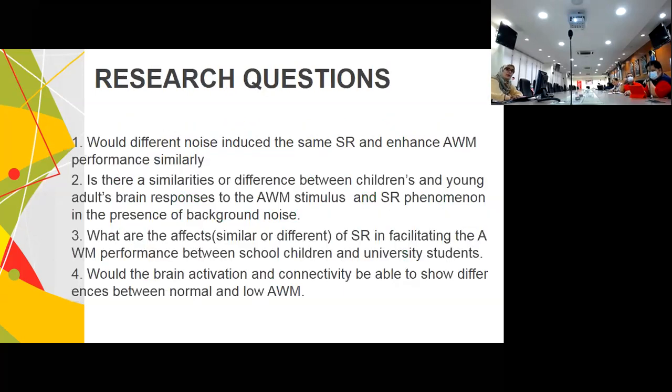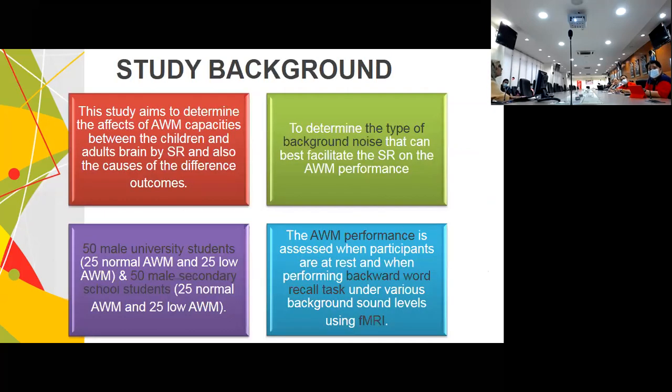So there are 4 questions. Would different noise induce the same stochastic resonance and enhance AWM performance similarly? Is there any similarity or difference between children and young adult brain responses to AWM stimulus and the SR phenomenon in the presence of background noise? What are the effects of SR in facilitating AWM performance between school children and university students? And would brain activation and connectivity be able to show a difference between normal and low AWM? So this is the study background.